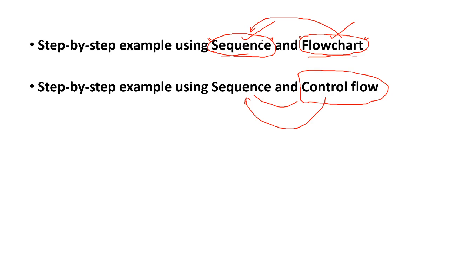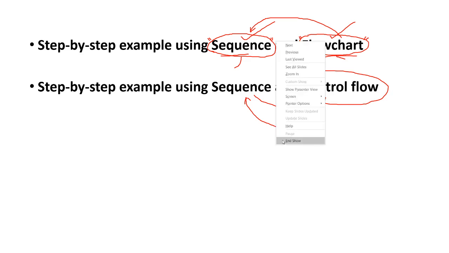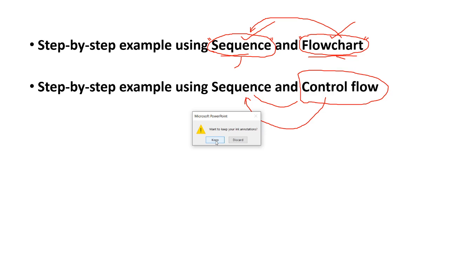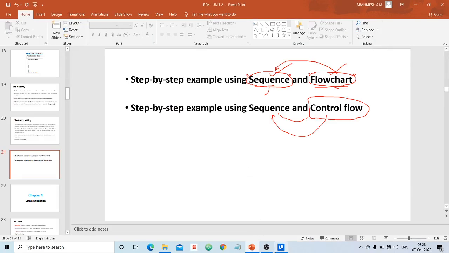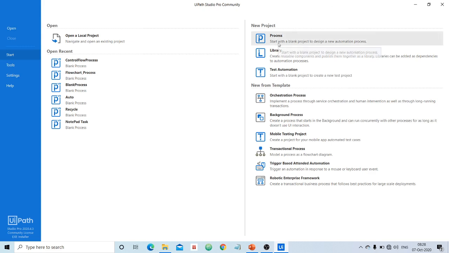So it's always a good programming practice to use sequence for automating a simple task, or a task which takes multiple steps to perform a single action. And flowchart can be used to automate a complex task, right? Okay, now we shall go ahead with an example to understand when sequence can be used and when flowchart can be used. Okay, I will go to the studio.